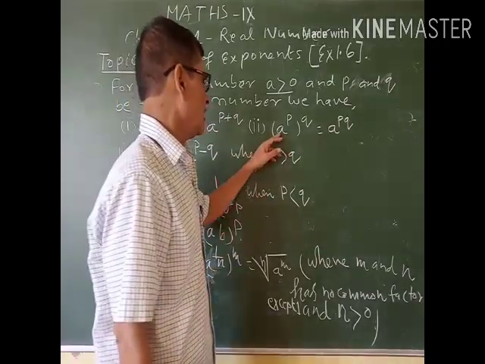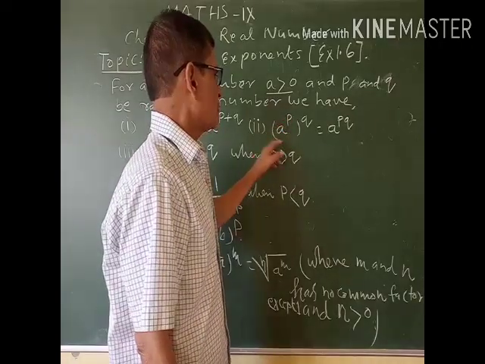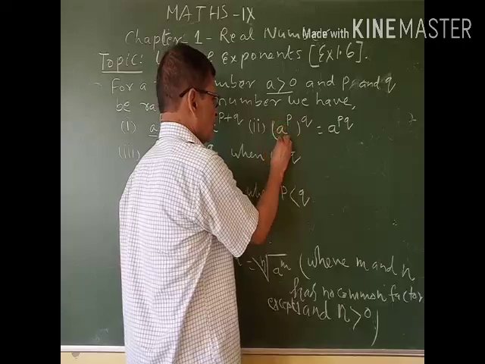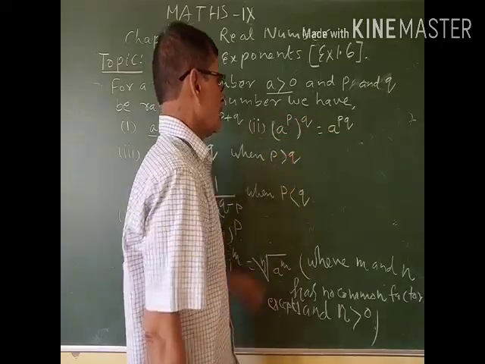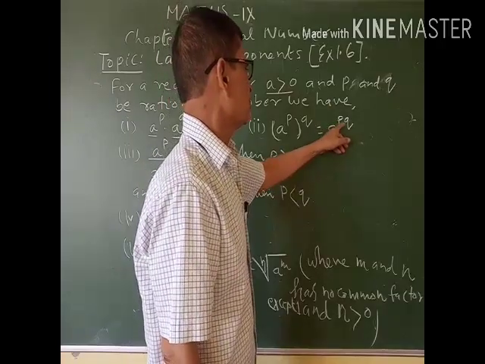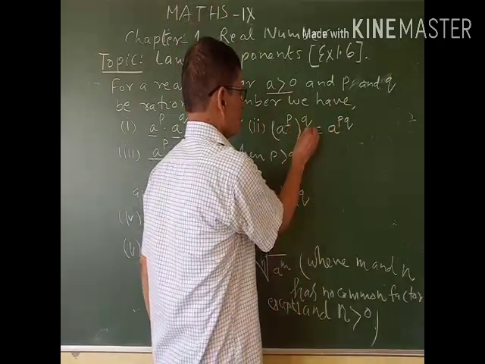Second law is a to the power p to the whole power q. If any expression is in this form, then you can write here a to the power pq, that is, exponents should be multiplied.